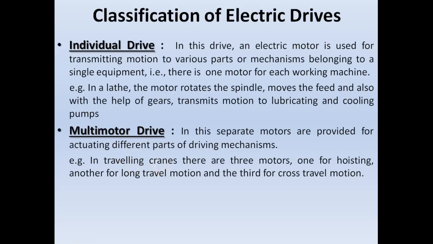In a traveling crane, actually, three motors are used. One motor is used for hoisting, the other one is for long travel motion, and the third one is used for cross travel motion. That is, these three motors are used for actuating the different parts of this driving mechanism. The driving mechanism which we are using here is this traveling crane, and the various mechanisms are long travel motion, cross travel motion, and hoisting.